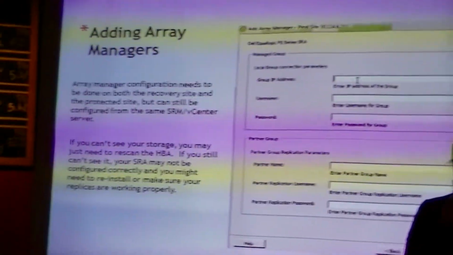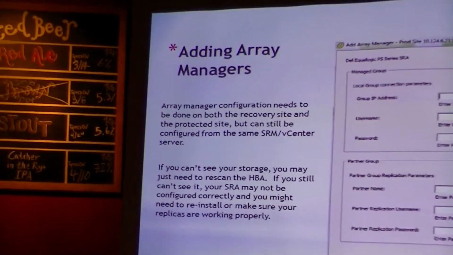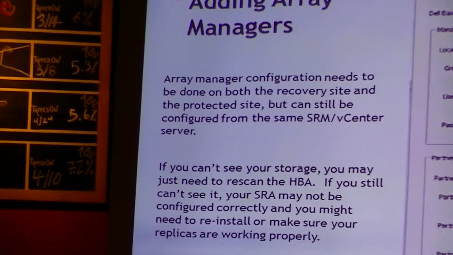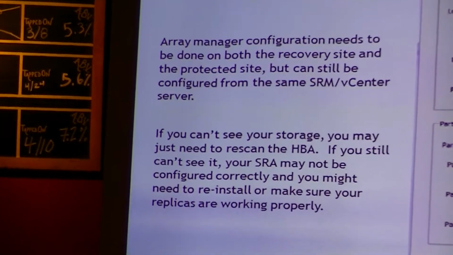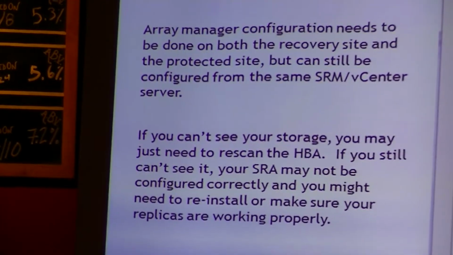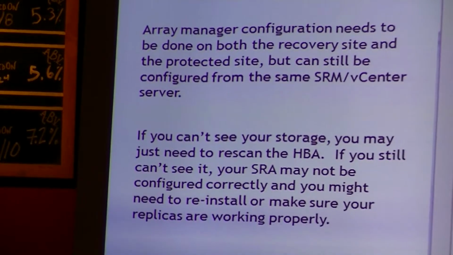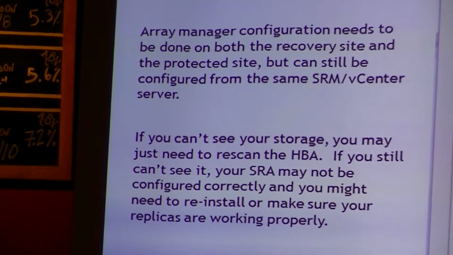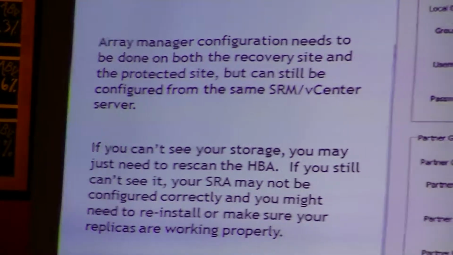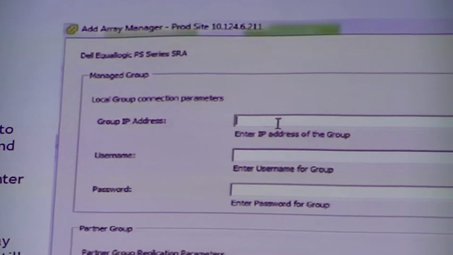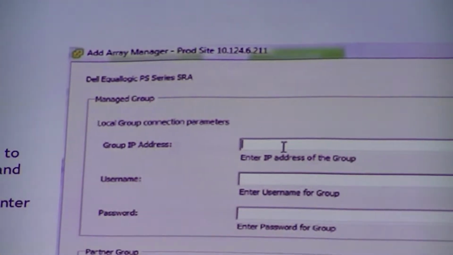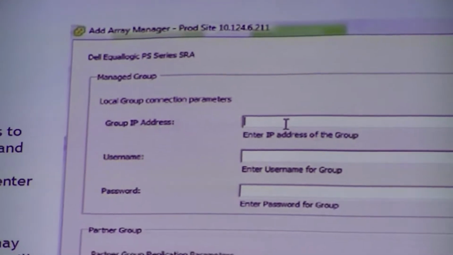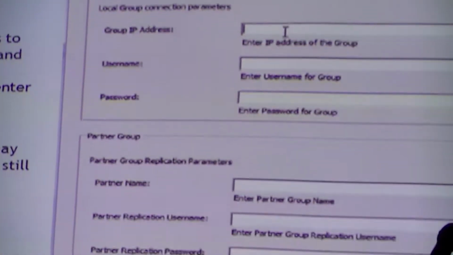Then there's the adding array manager stuff. This is basically, you have to configure on both sides. Say you do the protected site first. You want to just put in the IP address that you use to access your storage, and then the credentials that go along with that, so that it can see your arrays on both sides. And then you go to the recovery site and do the same thing. And you want to make sure that it can see everything.